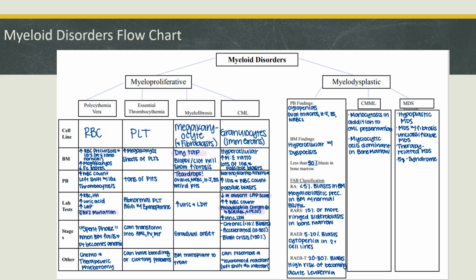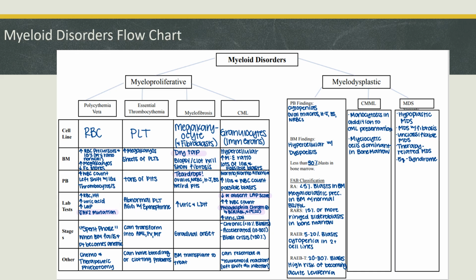Because of that mutation, the gene just comes on, stays on, and continuously prompts the bone marrow to make more and more red cells, predominantly, but also some whites and megakaryocytes. Because of this overproliferation, we have a couple of different stages. Mostly this end stage is going to be called the spent phase, and that's when the bone marrow starts to fail, the patient becomes anemic, and sometimes this can transition into myelofibrosis. So we get a fibrotic bone marrow.